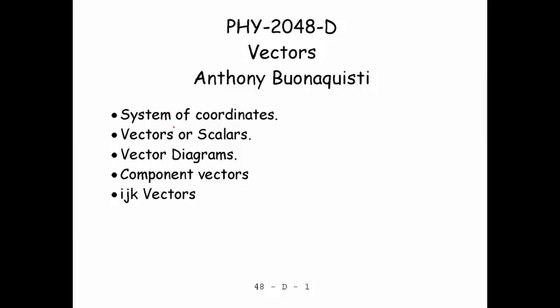This is 48D video 1, and we're going to talk about vectors. We'll begin by talking about a system of coordinates, the ways we can measure space, and then we'll talk about vectors and scalars. We'll then look at three different ways of dealing with vectors. There's vector diagrams, there's vector coordinates, and then there's a very interesting system called IJK unit vectors. We'll talk about those three methods of dealing with vectors.